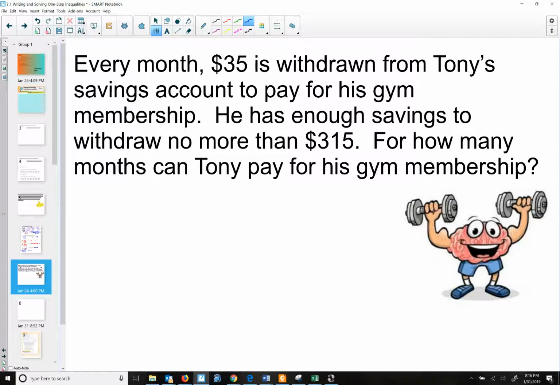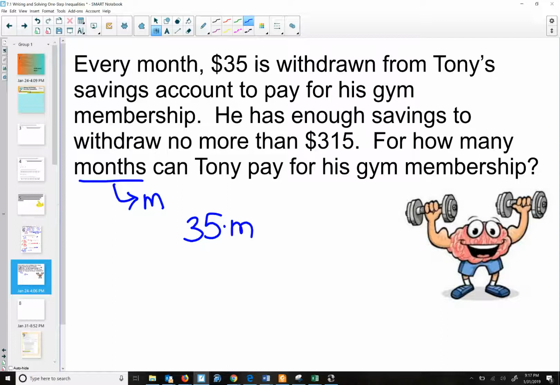So let's think about that. They're asking for how many months. That's going to be our variable. Let's pick a letter. M, perhaps? Okay, so I'm going to let months be represented by the letter M. Every month Tony has to pay $35. So $35 times however many months.